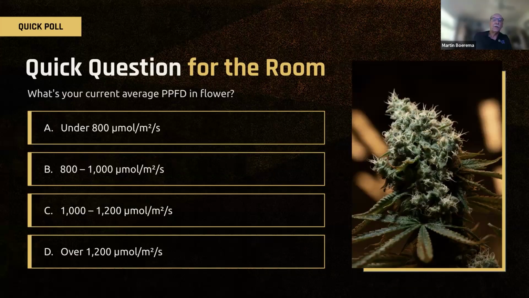Let us know what your current PPFD in flower is right now, where you are at this moment. So under 800, 800 to 1,000, 1,000 to 1,200, or over 1,200. And of course, based on what we just talked about, total PPFD is not the whole story.